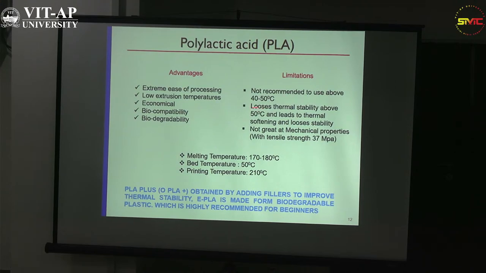Once the environmental temperature nears the glass transition temperature, the material starts degrading. It will lose its thermal stability and dimensional accuracy, everything. Its mechanical strength is also not so high, maximum around 37 MPa. So there are many limitations with PLA. Mechanically it is not so strong, and at the same time its Tg is around 60 degrees, so immediately it goes into the rubbery stage. I can't use it for all applications, especially high temperature applications.